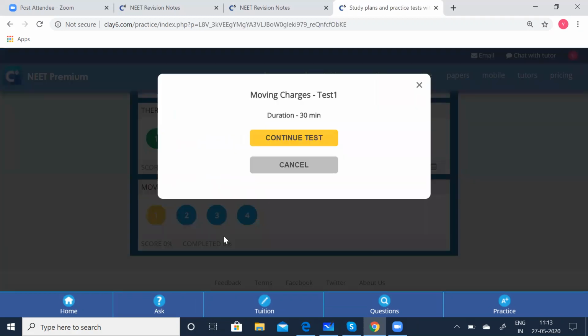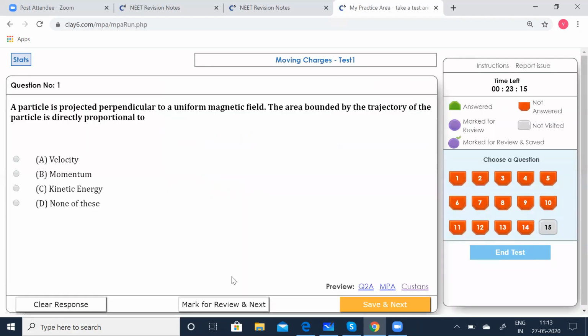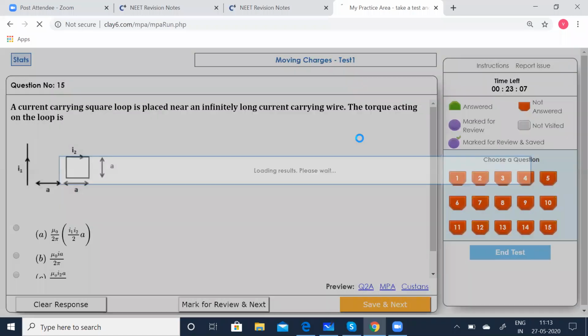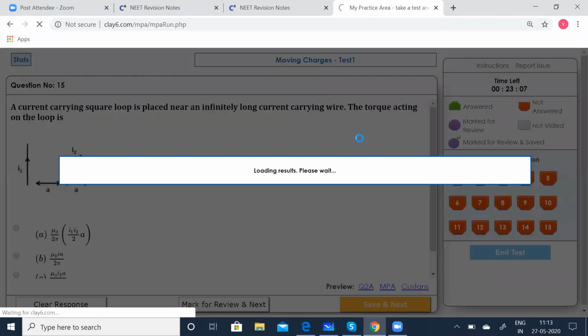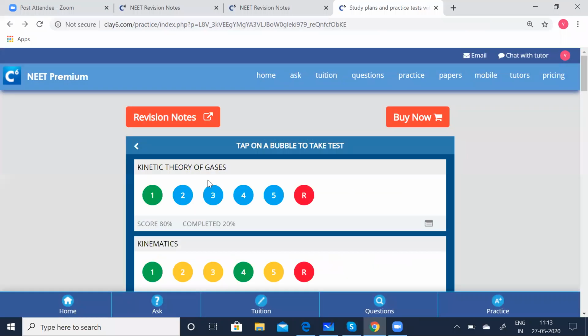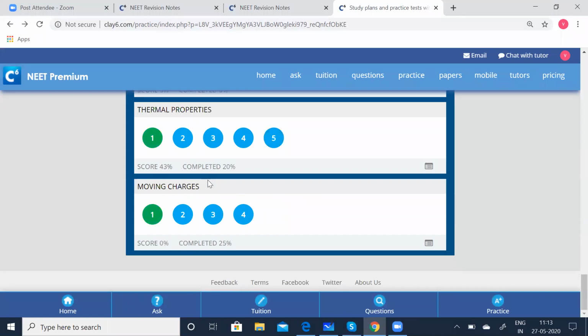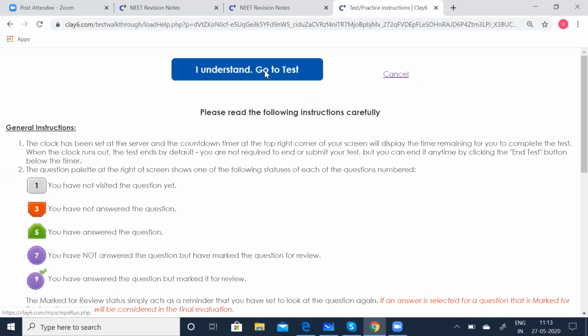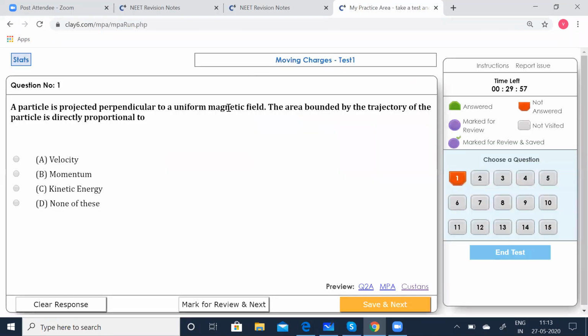So let me go to moving charges and go to the first test. Let me do the test and take the test afresh. Click on take test, understand, go to test. So question number 1: a particle is projected perpendicular to a uniform magnetic field.